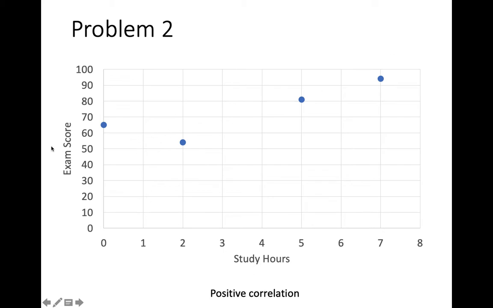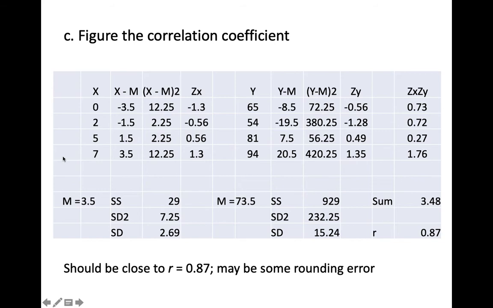Study hours is the X variable and exam score is the Y variable. Why? Because study hours are the amount that you study, which should predict the outcome, which is exam score. It should be the predictor of the outcome.